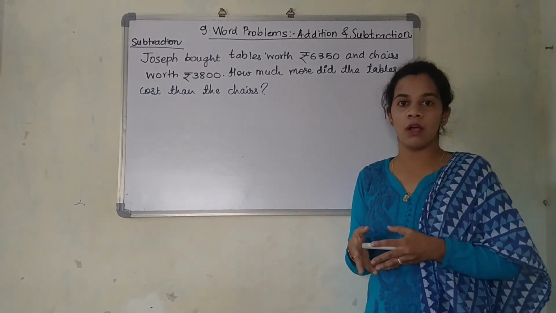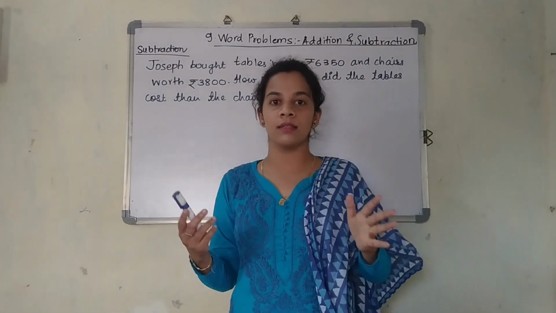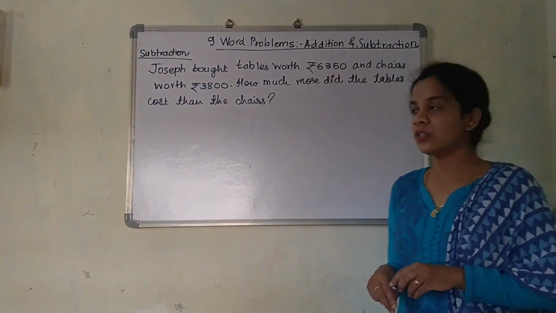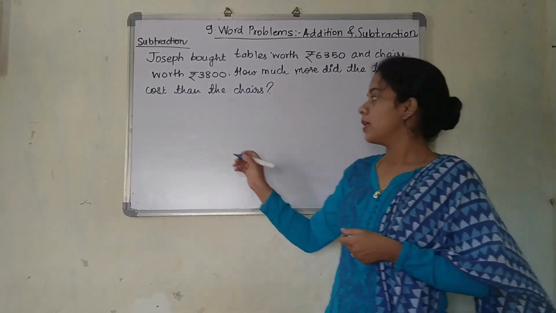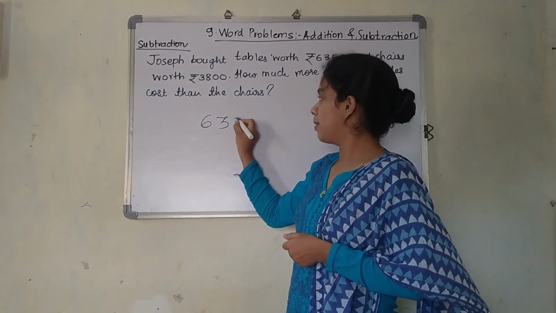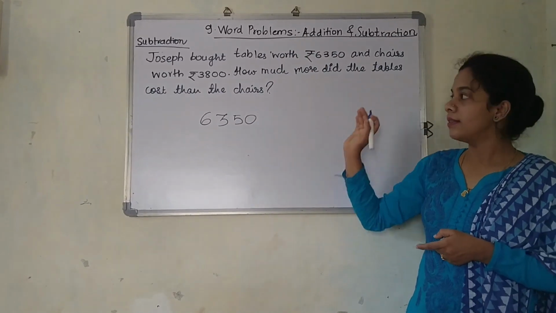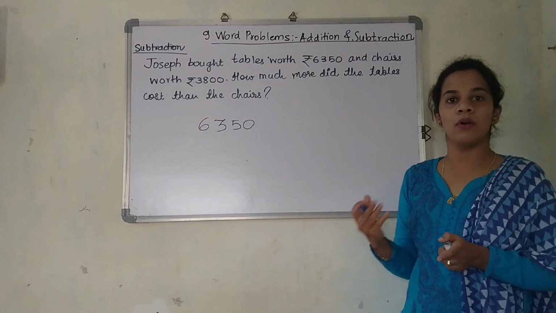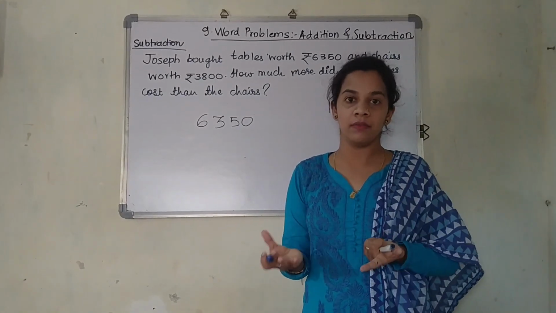I have told you just now, how much more, how much less, how many, or any word like this comes, we are supposed to do the subtraction. So just focus over here. Joseph bought tables worth rupees how much? 6,350. You can clearly see that tables are costing more. That is why they have asked how much more did the tables cost than the chairs. They want only the amount, how much more expensive it is.